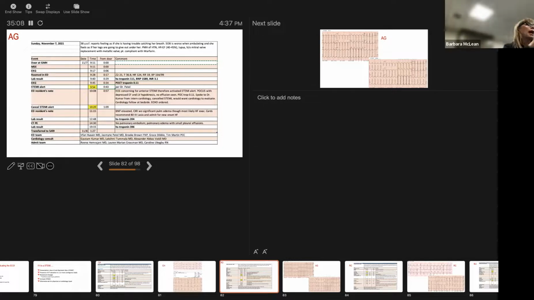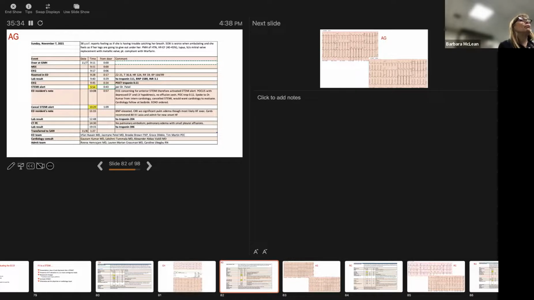Draw the first at whatever time they drew it. Let's just say that they drew it at 9:28. The second one should be drawn at 10:28. You do not wait like they did here, where your first troponin was at 9:45 and your second troponin was drawn 3 hours later. That's not how we do it. Hour 0, hour 1 in the emergency department.